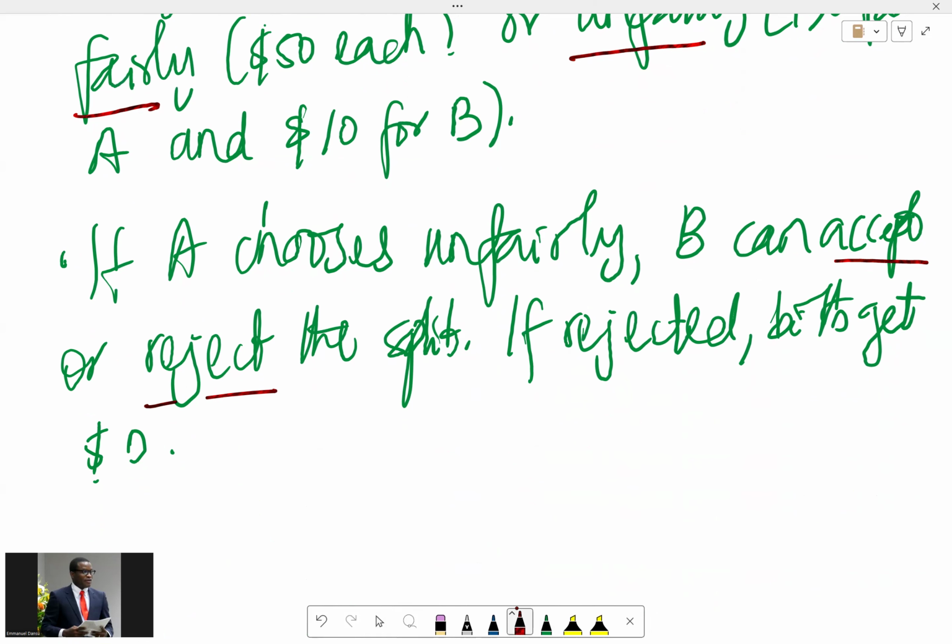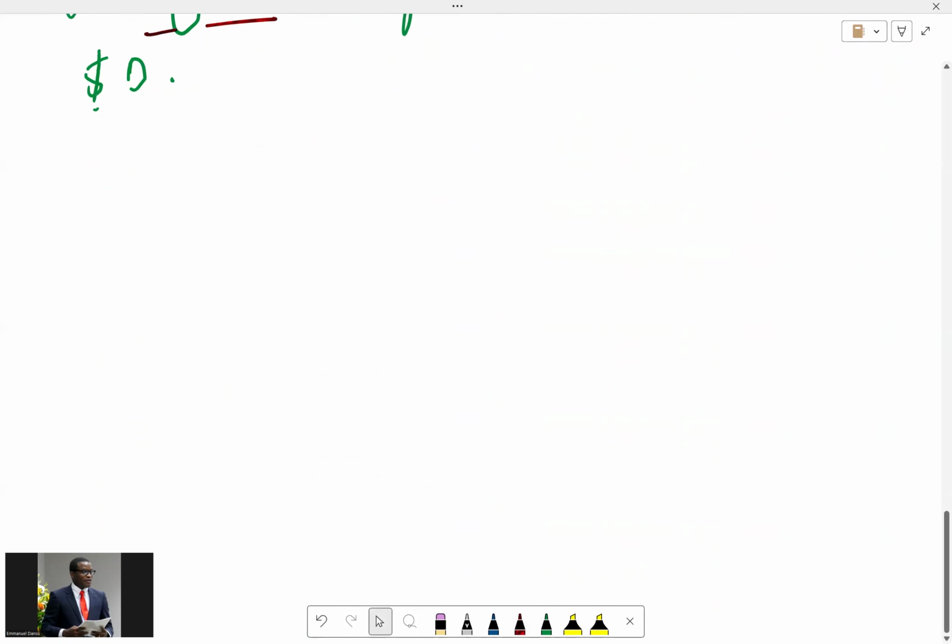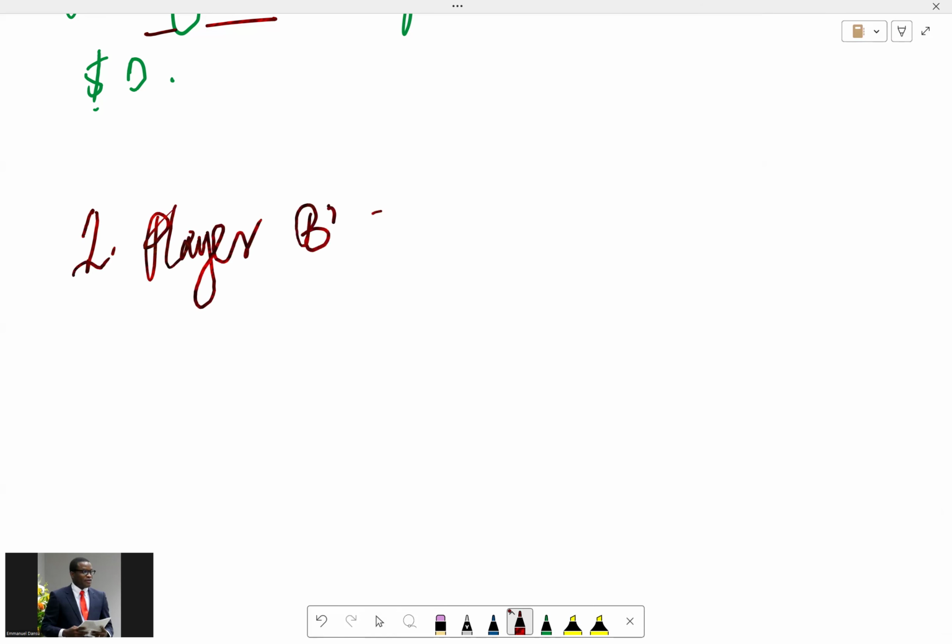Now, let's look at it in the context of backward induction. In the case of backward induction, we have to start from what player B will end up doing because player A plays first. And since it's backward induction, we go to the destination and then work our way back to the beginning. So let's see that. First of all, we have player B's decision.